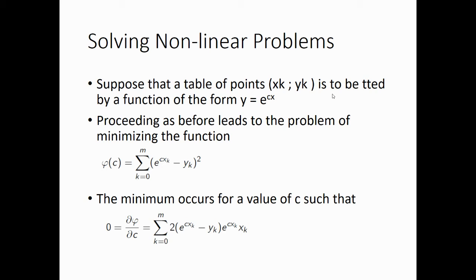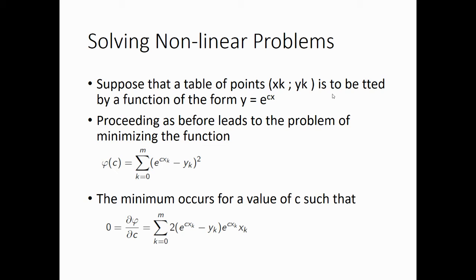Another thing that we can do is solve nonlinear problems. Suppose that we have a table of points (x sub k, y sub k), and they need to be fitted by a function of the form y equals e raised to the cx. Proceeding as before leads to the problem of minimizing the function phi of c equal to the sum of (e to the c x sub k minus y sub k) squared. The minimum occurs for the value c defined in the bottom equation, where the partial derivative with respect to c is equal to 0.